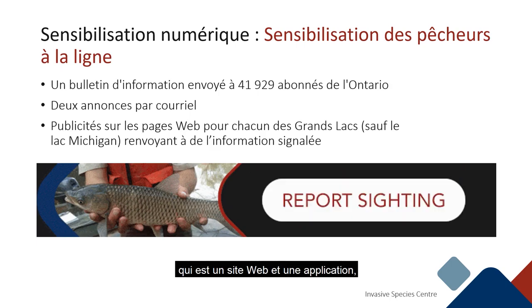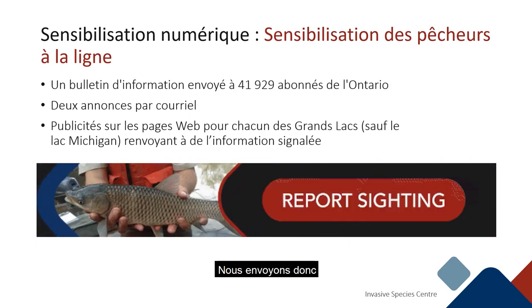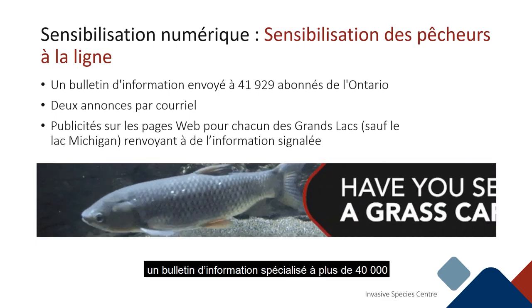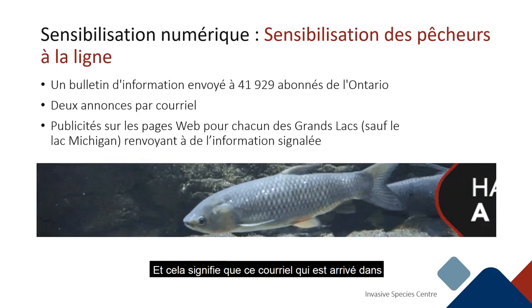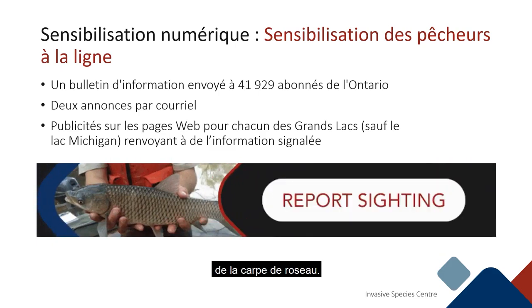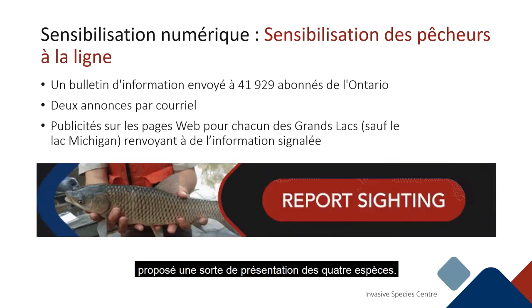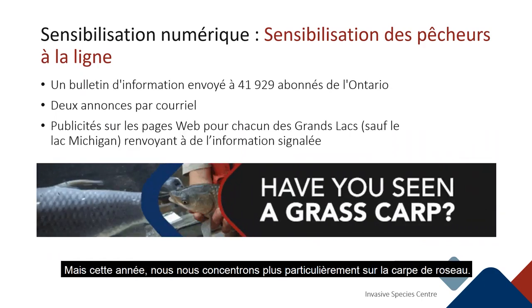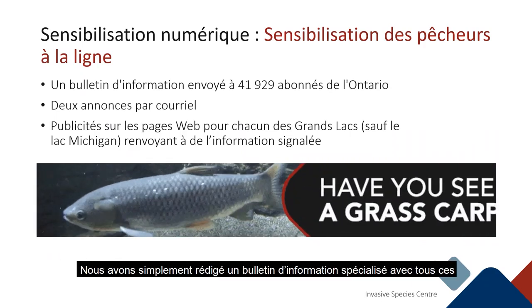Another result of the gap analysis was to reach anglers in a different way, through apps and websites that they might typically use already. So we worked with Anglers Atlas, which is a website and an app. We utilized their email distribution list and sent out a feature newsletter to over 40,000 Ontario subscribers. This means that the email that went into their inbox was completely specific to grass carp.